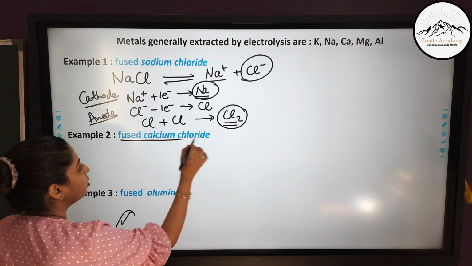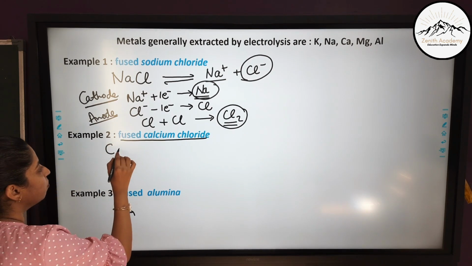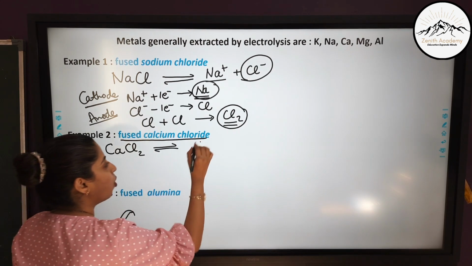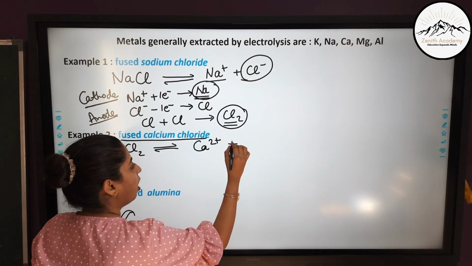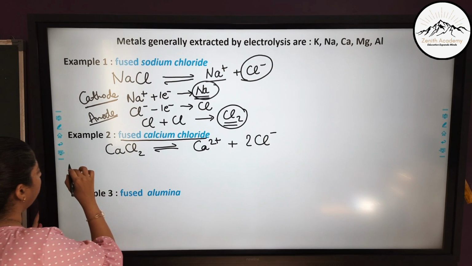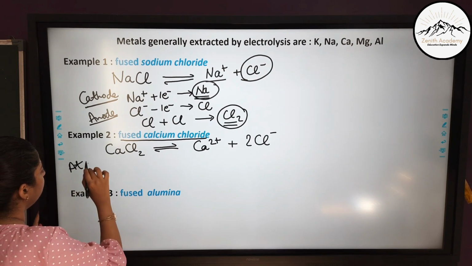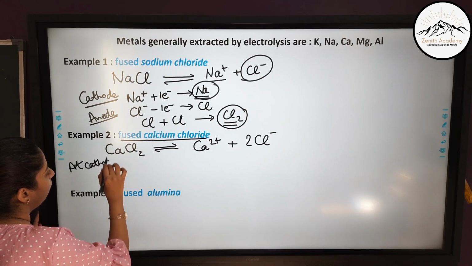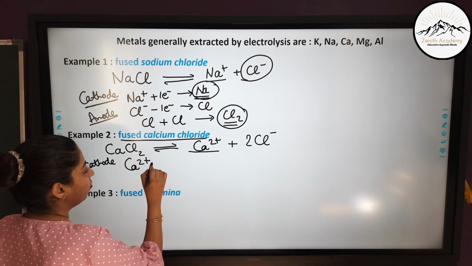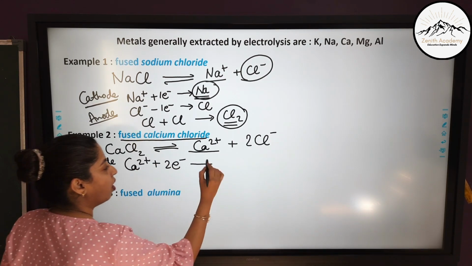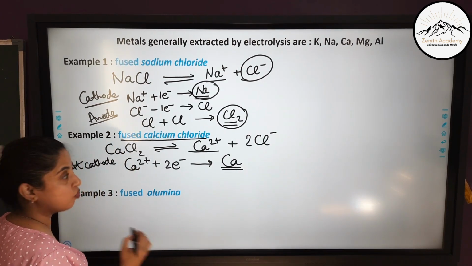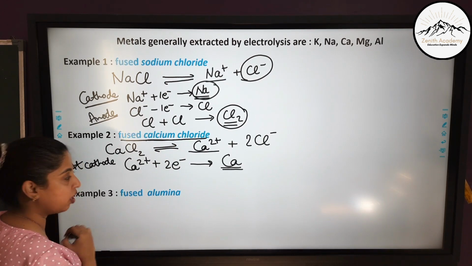Now let us see what happens with fused calcium chloride. Calcium chloride is CaCl2. So when electricity is passed through it, it forms calcium ions and chloride ions. There will be two chloride ions formed here. Now what will happen at the cathode? At the cathode the positive ion will go. So this Ca2+ will accept two electrons and form a calcium metal atom and will get deposited here. So we will be able to extract calcium from calcium chloride.